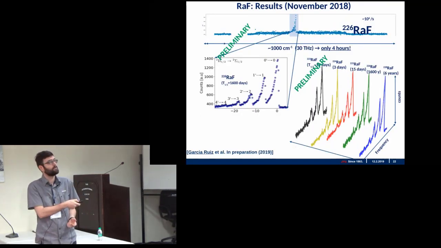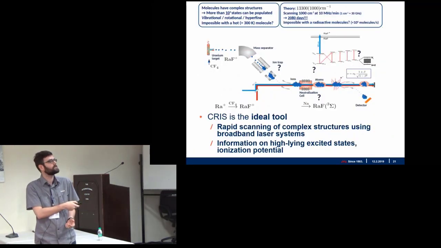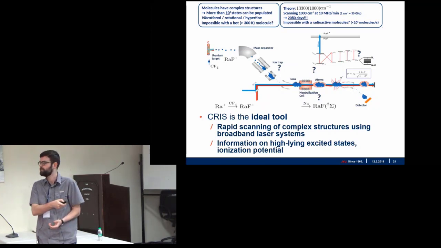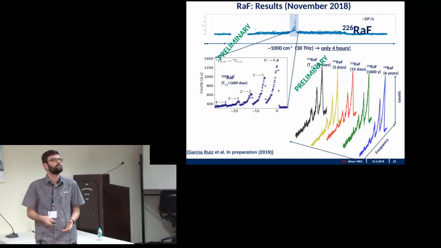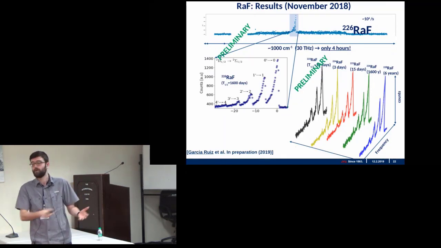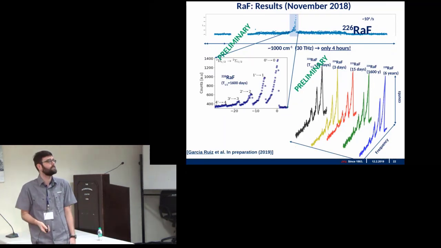So this is this whole giant range I was mentioning. I think I have it somewhere here on the slides. If you were to do this using a conventional method, it would take you something like 2,000 days. There's not a single radioactive ion beam facility in the world that will give you 2,000 days of access to the machine, because it's incredibly expensive. This we managed to do in 4 hours, which is a crazy achievement.